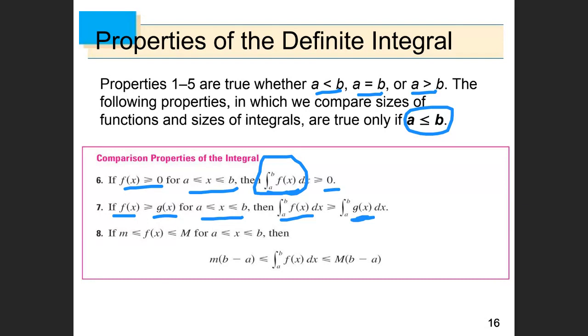And then for 8, we say if f of x lies between some two numbers, m and capital M, so it is smaller than or equal to capital M, but is greater than or equal to small m, and x lies between this closed interval a, b, then look at what happens. If I apply the integral all through, you see that the integral of the curve will also lie between small m times b minus a and capital M times b minus a. And you know where this is coming from, because if you take the antiderivative of a constant, you just get the constant times your variable of integration, which is just x. And if you apply your upper bound minus lower bound, then it just becomes that constant times b minus a.